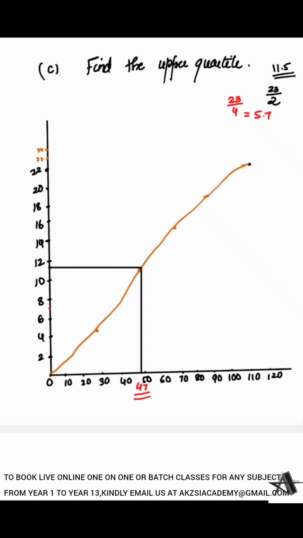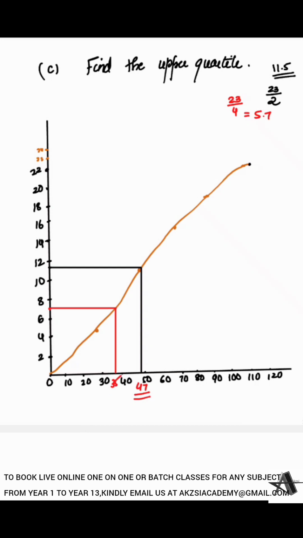That means here somehow you have to draw a vertical line. On a proper graph you can get the correct answer, and then a vertical line. Your answer would be somewhere around 35, you can say. Here it would be lower quartile.